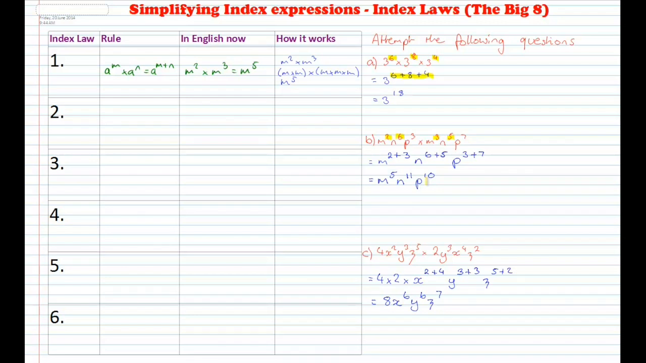Now for part C, if we have a look, I've got 4x squared y cubed z to the power of 5 times 2y cubed x to the power of 4 z squared. So I go through and have a look at which ones have the same base, and also I'll look at my numbers. First of all, I've got 4 and 2, so I write 4 times 2 out the front like you can see here.